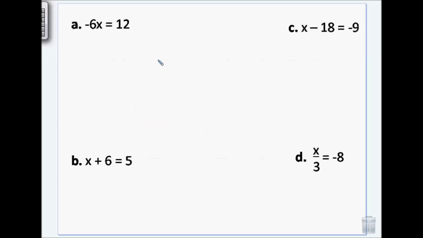So what's happening here is multiplication, right? So to do the opposite of multiplication, we're going to divide. And so we get x is -2.